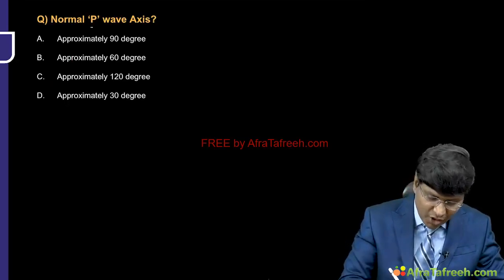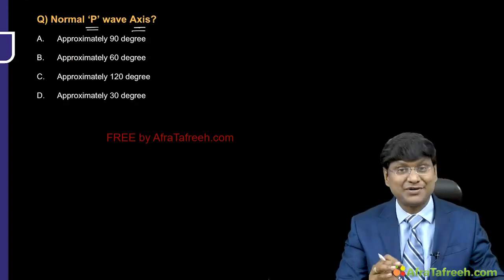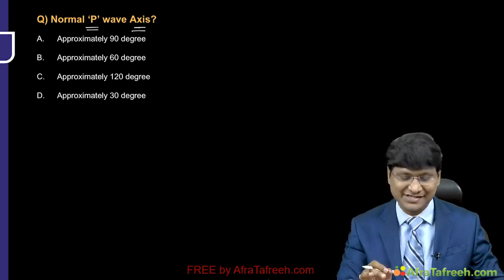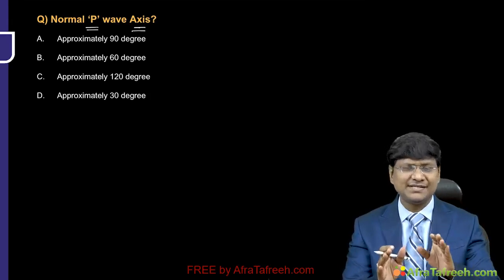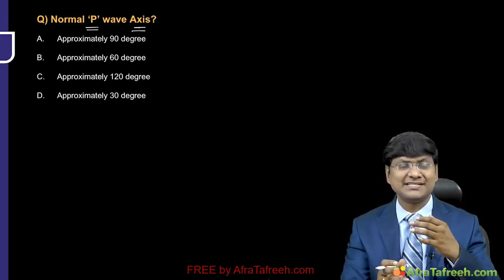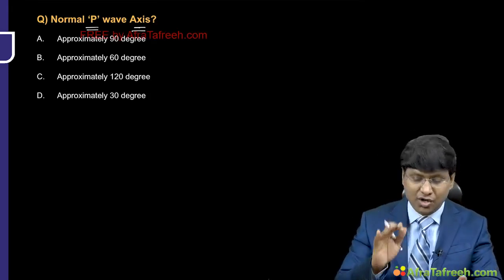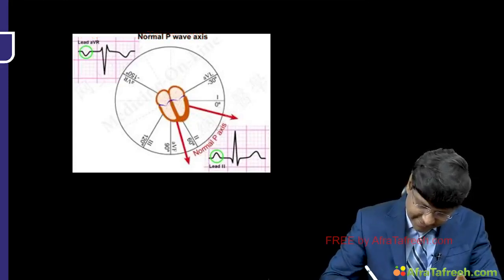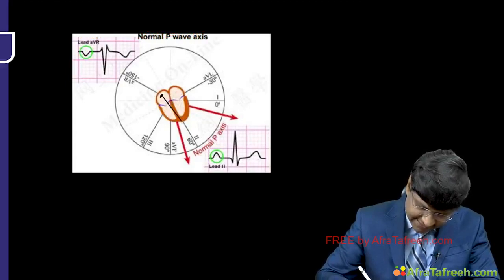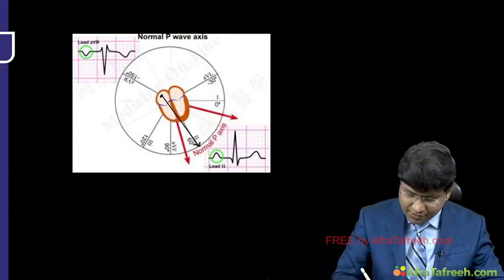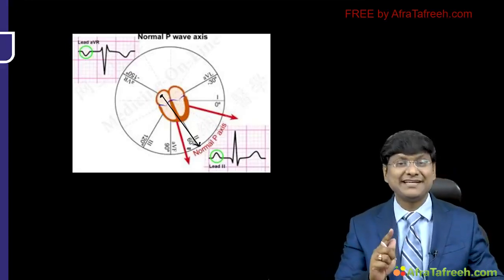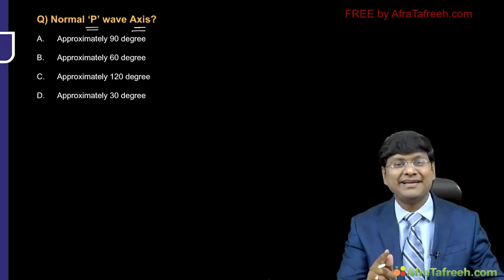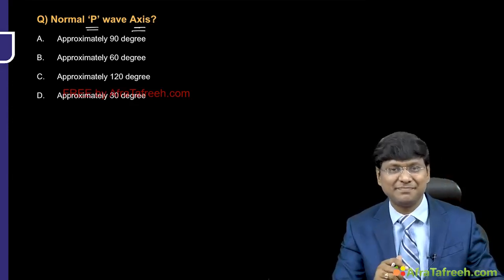Then, followed by that, the normal P wave axis is approximately 90 degrees, approximately 60 degrees, approximately 120 degrees, approximately 30 degrees. For the normal axis, we take lead 2 into consideration because that is considered the rhythm strip. If you take the normal P wave axis, this is the SA node, and from the SA node the electrical activity is moving towards your lead 2. Where exactly is your lead 2? It is present at the 60 degree axis. So the normal axis is approximately 60 degrees. That is the normal axis of the P wave, right?